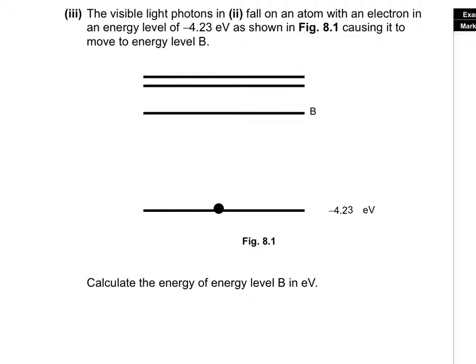Part 3. The visible light photons in Part 2 fall on an atom with an electron in an energy level of minus 4.23 eV, causing it to move to energy level B. So we've got this particle moving up to here, and that was caused by it absorbing a photon that was the same as the one in the previous part. And so that photon had 4.97 times 10 to the minus 19 joules of energy, and that means that level B is this amount of energy higher than this one.